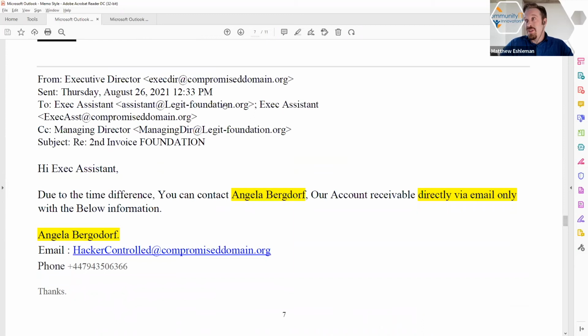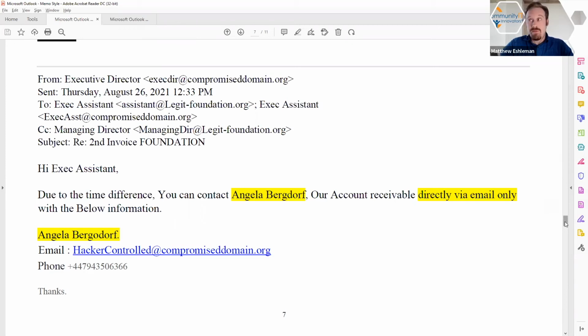Now we get into the executive director saying, hey, due to time difference, and so this is a UK-based organization. So here's the person, our new account person. Her name is Angela Bergdorf. They can only be contacted by email because of time differences. And then again, if you're paying attention, there's a misspelling there. They do provide a new email address. So in this case, it was actually like accounts payable at the organization. So the hacker created a new account to use, and then also provided a phone number so that they could confirm the payment information.